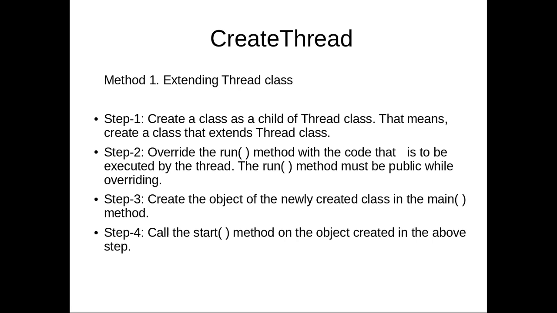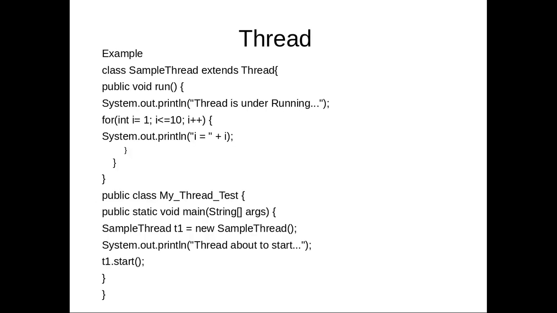Then create the object of the newly created class in the main method. Then you should have a public static void main, and you have to create an object of the subclass you have created from the Thread class, and finally call the start method on the object created in the above step. So when we go through this example, we'll be thorough with that.